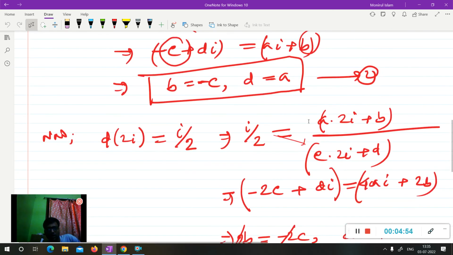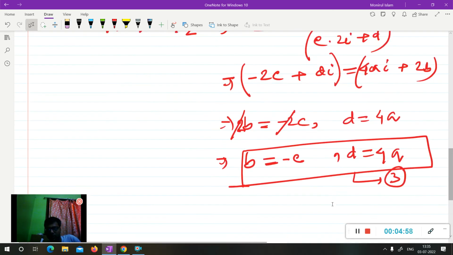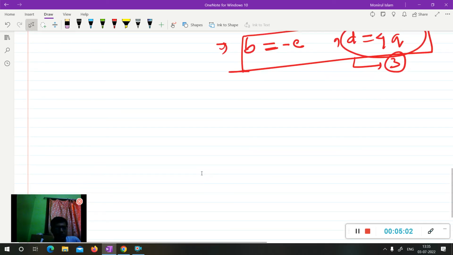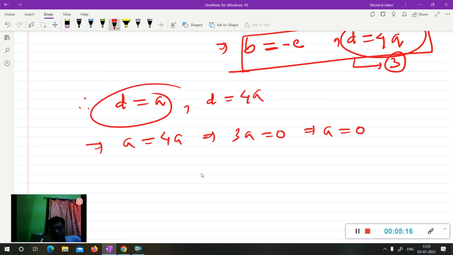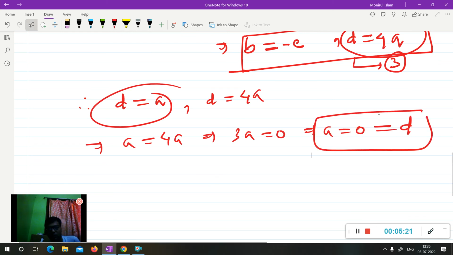Use 2 and 3. Here we have d equal to a, and here d equal to 4a. So from here you can say a should be equal to 4a, means 3a equal to 0. So a equal to 0. Since a equal to d, d equal to 0. So this gives a and d both 0.